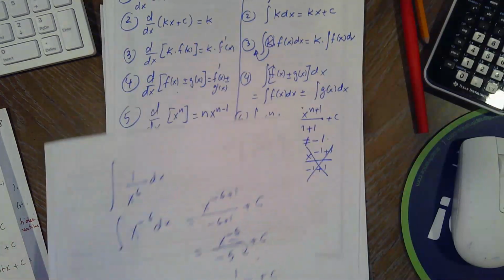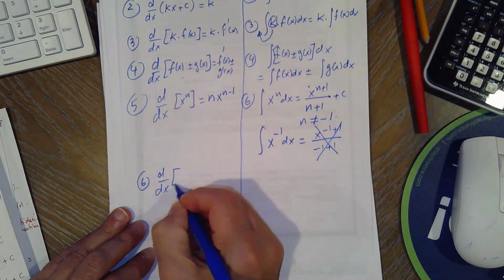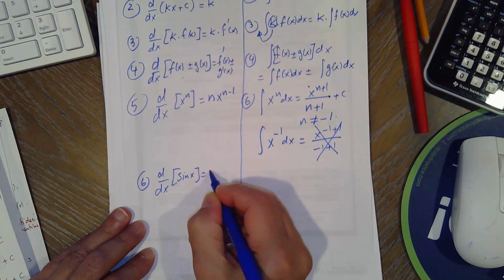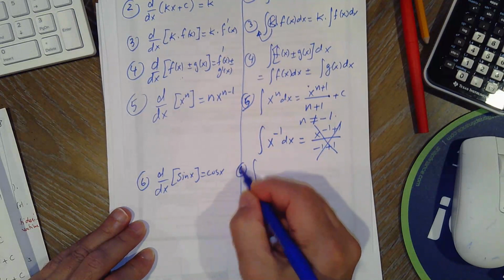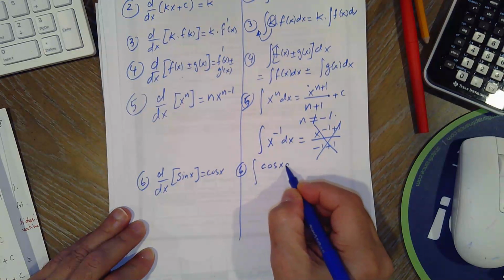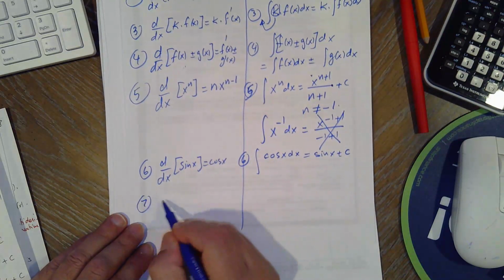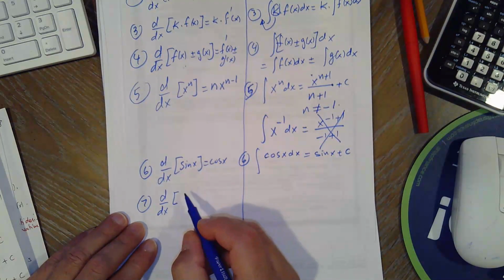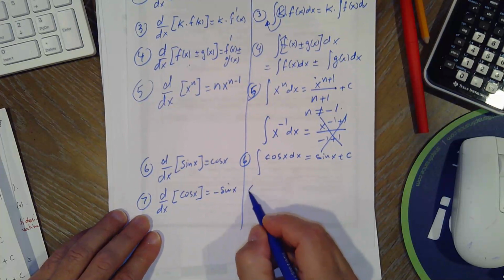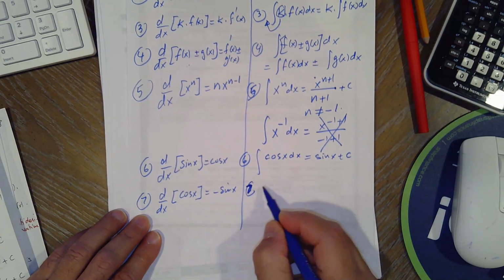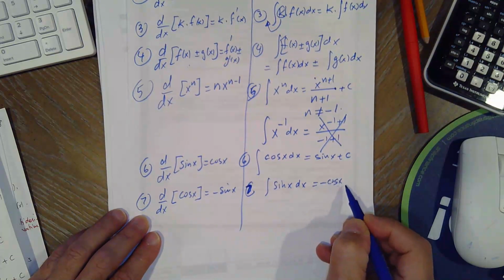Okay, so let's go back to the rules. Rule number 6. We know that the derivative of sine x is cosine x. So the antiderivative of cosine x dx is sine x plus c. We also know that the derivative of cosine x is negative sine x. So the antiderivative of sine x dx is negative cosine x plus c.